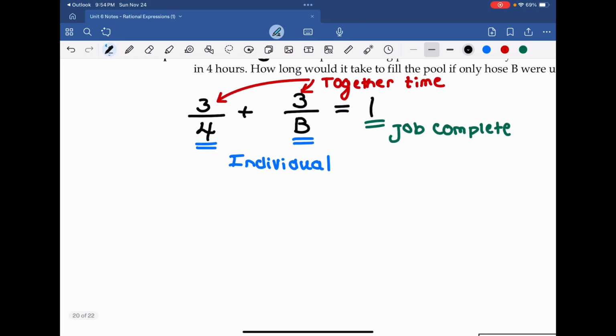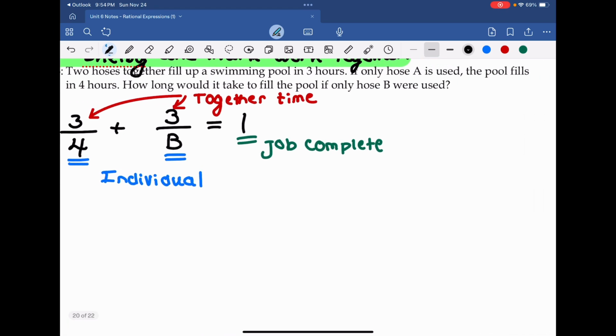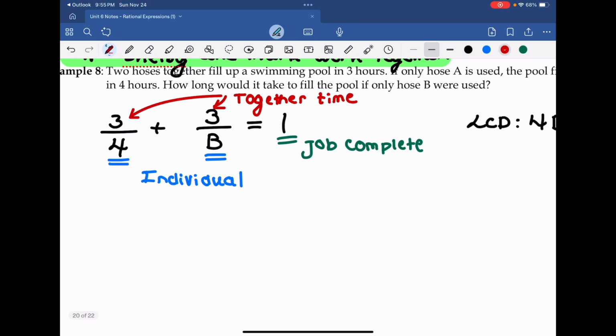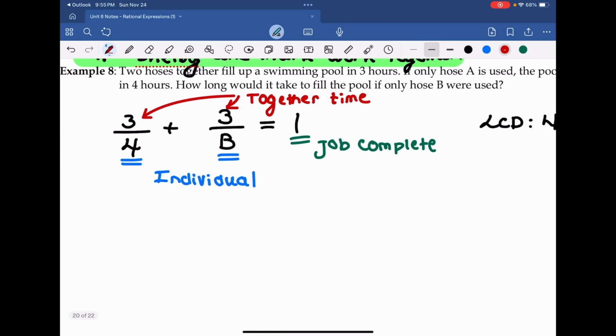Okay, now what we want to do is, off to the side, maybe we state our LCD, and we can do that anywhere. So maybe even on the right-hand side, we're going to go LCD, or lowest common denominator. It's the product of the unique factors, which are 4 and B. I'm going to multiply both sides by 4B. If I multiply both sides by 4B, here's what it looks like.